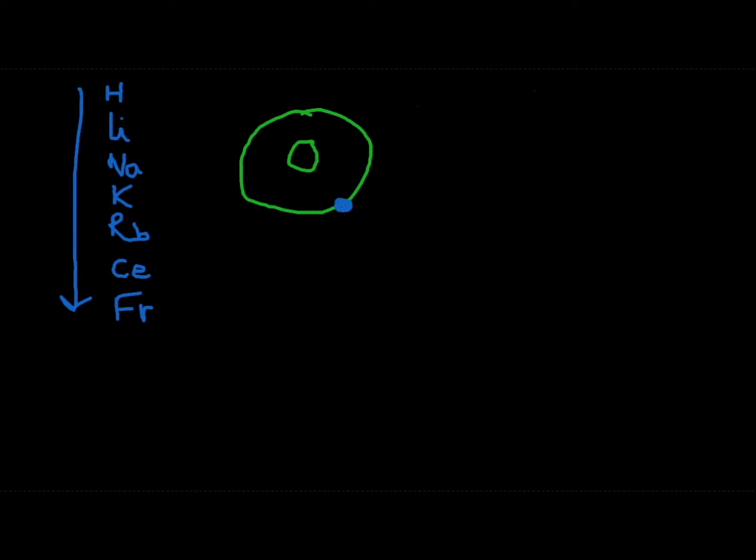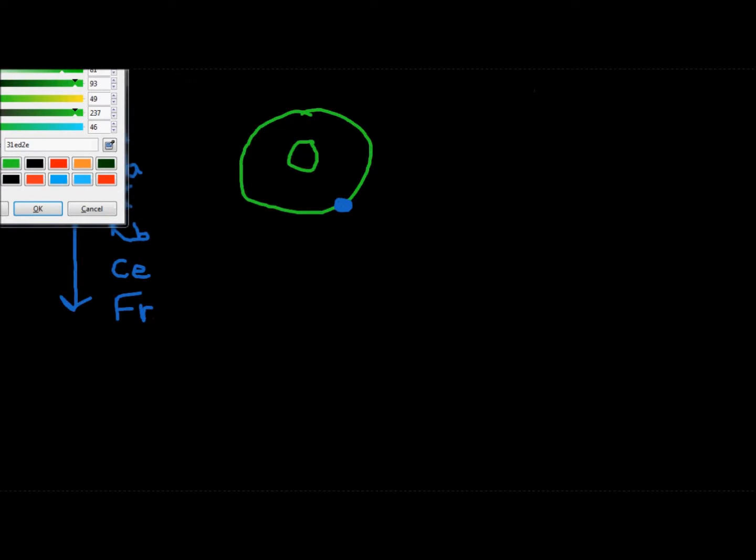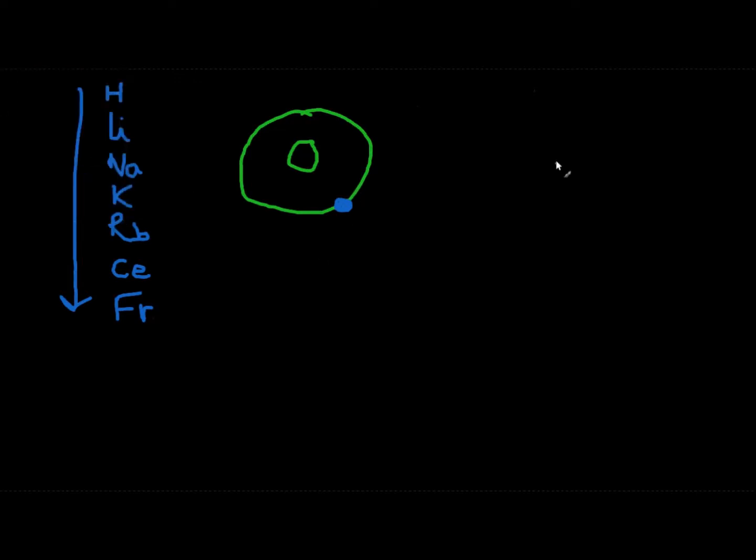And now if I take francium, so this was hydrogen and this is francium. Now I'm not going to be drawing all the shells, but this is the nucleus, and let this be the last shell, or as we know it, the valence shell.